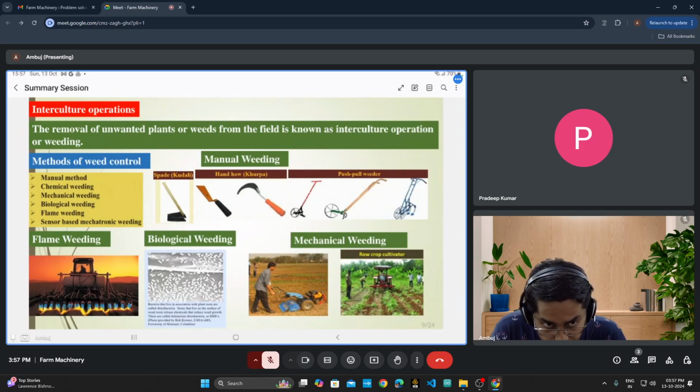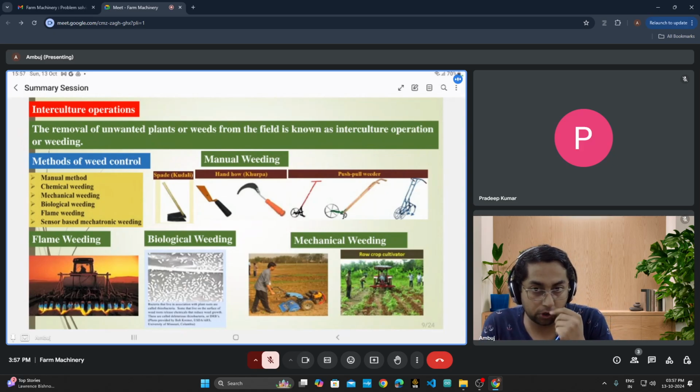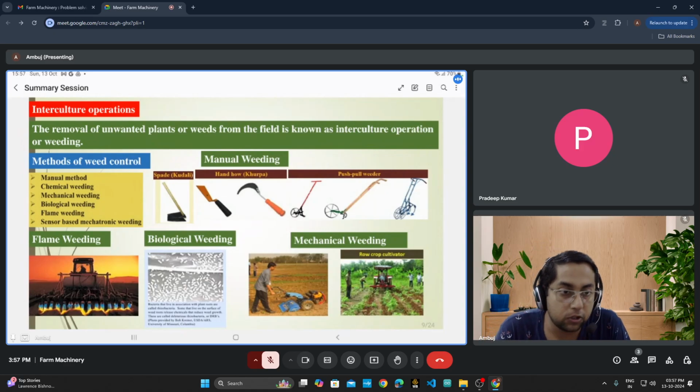Manual weeding is there. For manual weeding, you can use a spade, also known as kudali in Hindi, a hand hoe or khurpi in Hindi, or khurpa. Then the push pull weeder is there, which is a manual weeder. For mechanical weeding, the row crop cultivator is there, as well as, in the figure aside, you can see a self-propelled weeder.